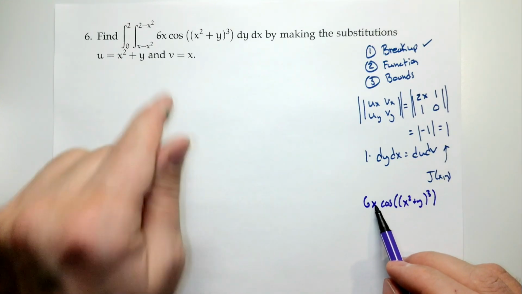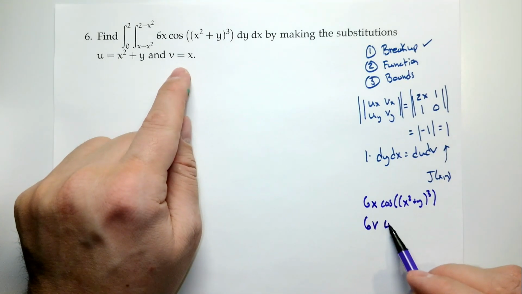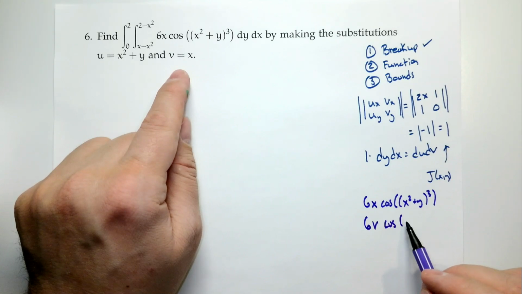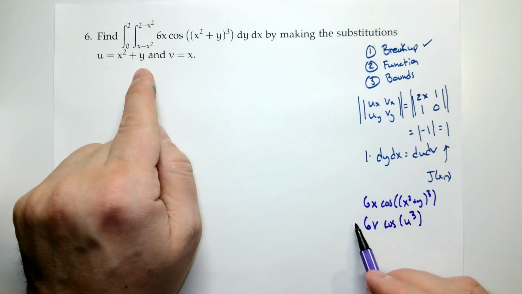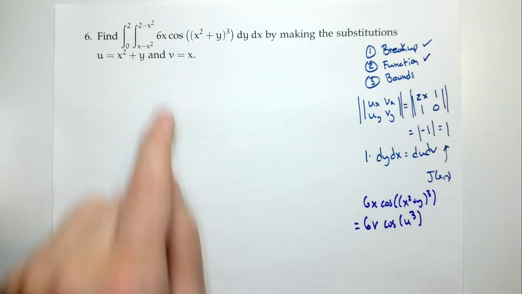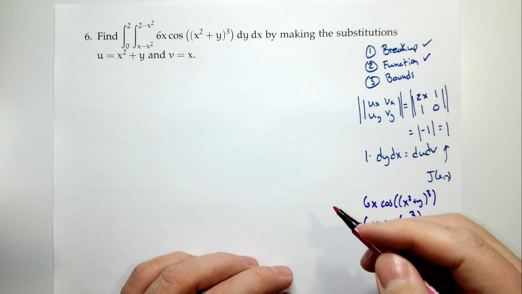Now the x is pretty straightforward. That's going to be 6 times v. And we get cosine of x squared plus y, which is also pretty straightforward. That's u. All right, so there's our function. Pretty often our function is going to be a very straightforward change, because we're really making this substitution to make our function simpler. So we should anticipate that things should get simpler. If they don't, we should be highly suspicious that we've made a mistake.